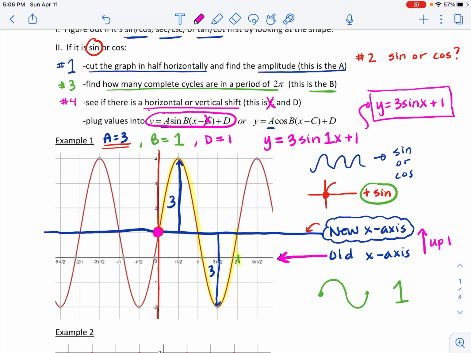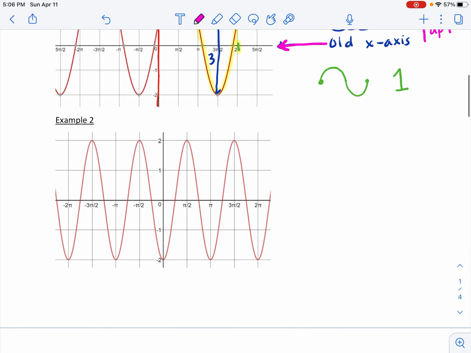Now look, I know the first time I do it, it's a little confusing, okay? But it will get easier, I promise, okay? Let's try another one here. Okay, let's look at this one, example 2.